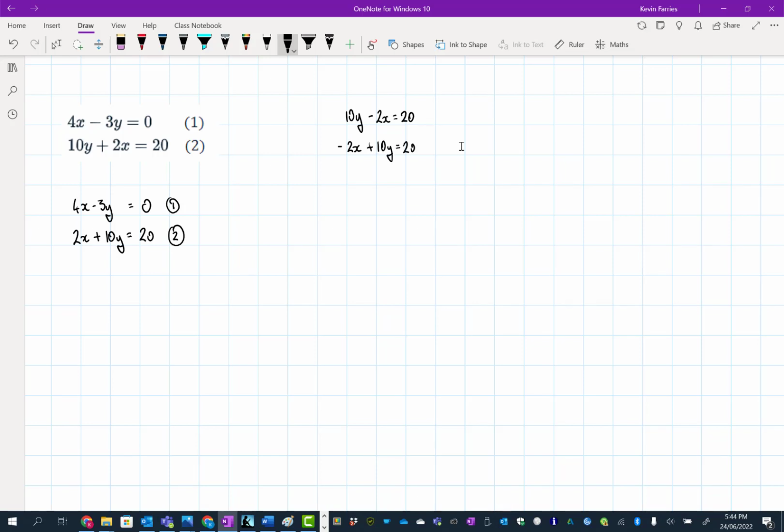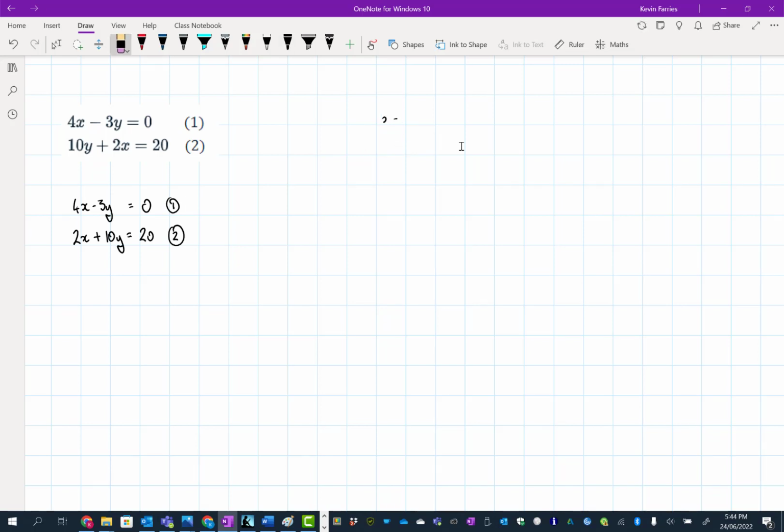Okay, this is not the same as 2x minus 10y. You can try, just stick some numbers into that if you're not sure why, and look at what happens if you don't take the negative with it. Okay, so if you want to change the order, you've got to take that negative with the number. So it's minus 2x. This was positive 10, so it's plus 10y equals 20. Okay, so that's just rearranging.